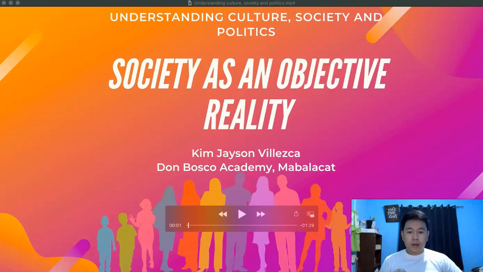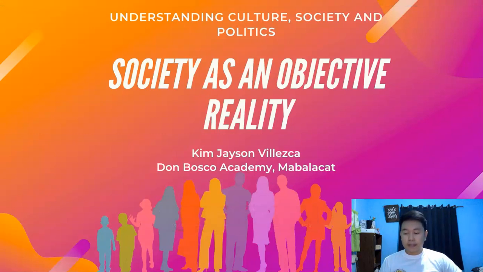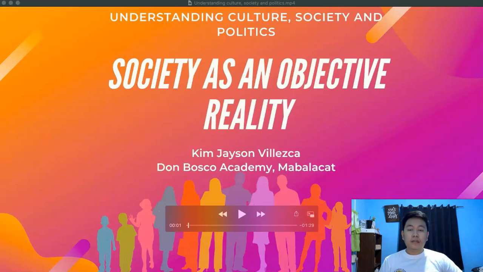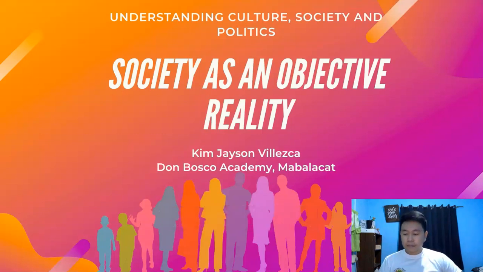This is our first lesson on understanding culture, society, and politics. Our topic for today is society as an objective reality. At the end of the lesson, you, the students, are expected to at least explain how society and its institutions shape individuals, and to demonstrate curiosity about the basic social institutions and be able to explain their respective roles in socialization. These are our guide questions that you would like to ponder after this topic.